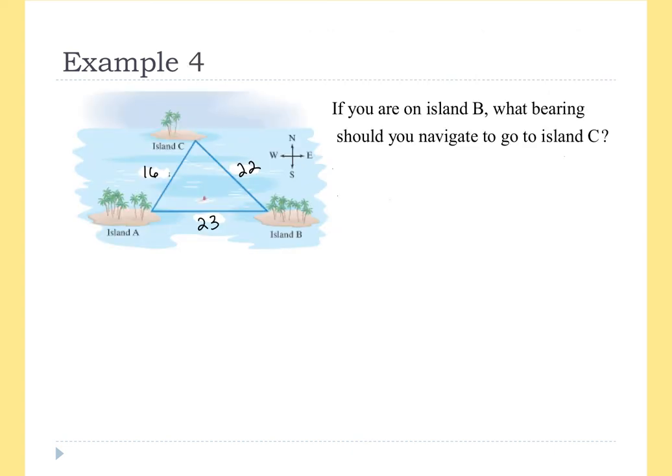All right, this one says you're on island B. What bearing should you navigate to go to island C? Does yours have the values on it? That's 16, 22. Okay, good. I know at some point it didn't. So if I'm on island B and I want to go to island C, remember there are 3 parts to the bearings. The first is north-south. If I'm starting at B and I need to go to C, which way am I going, north or south? North. And then am I going east or west? West, good. Now I have to figure out this angle in here.